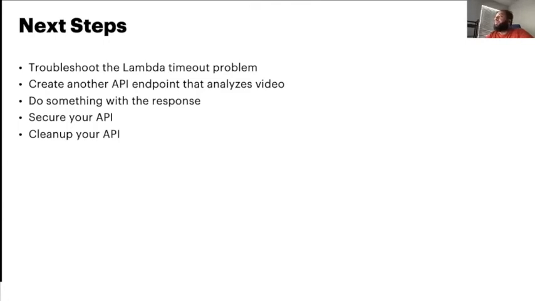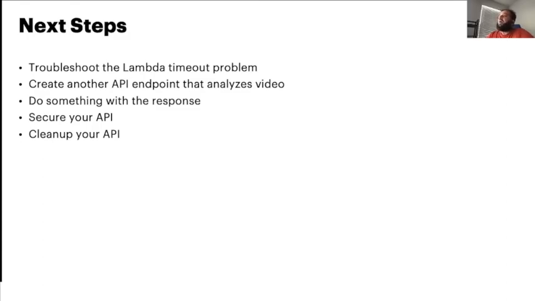Why don't you try doing something with the response? Like what should a client do if it sees an elephant? Or what should a client do if it sees luggage or a child in an image or some objectionable content maybe? There is an objectionable content API available for recognition. You try doing that. Finally, secure your API and clean up your API.